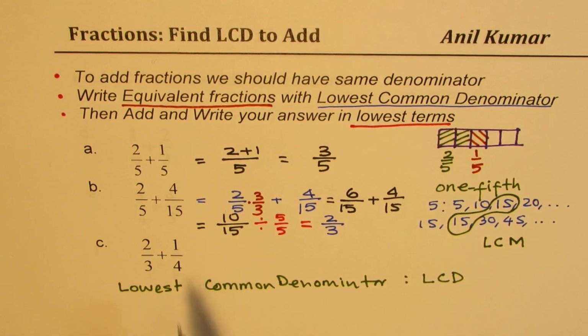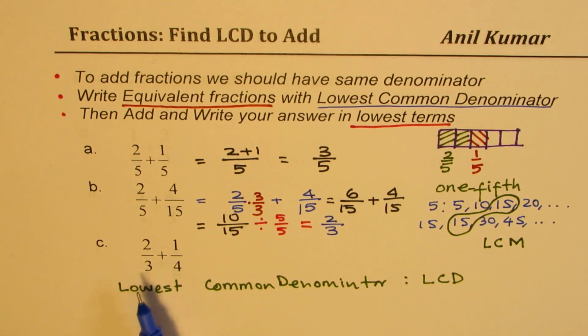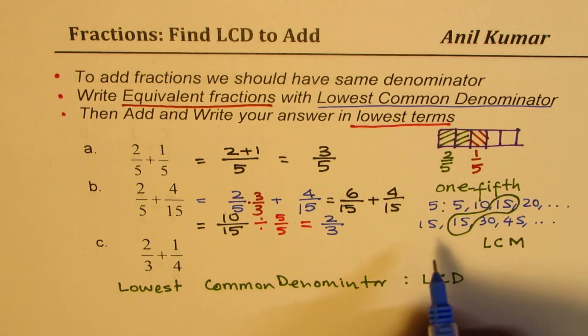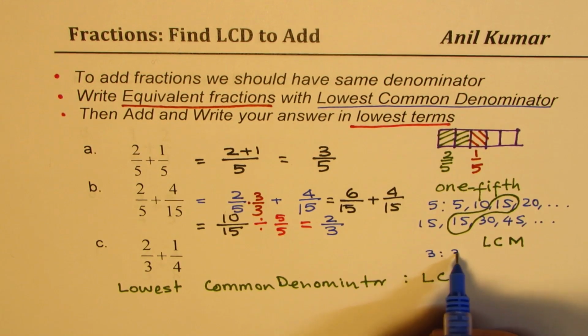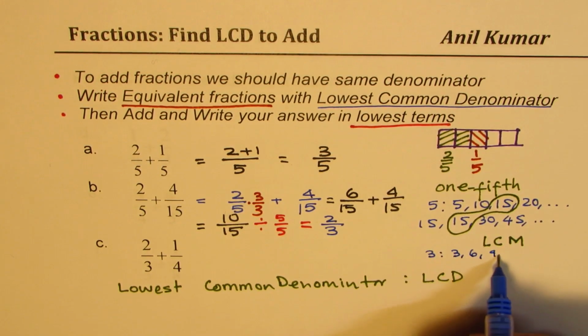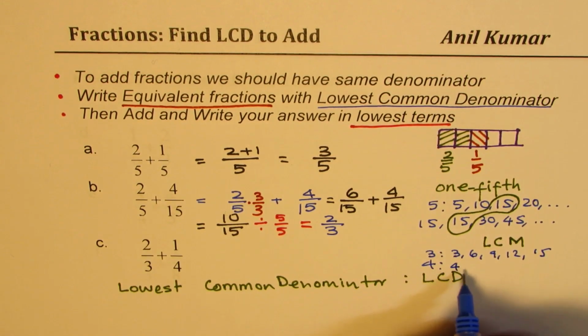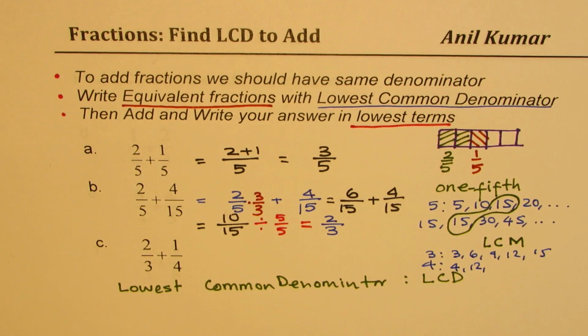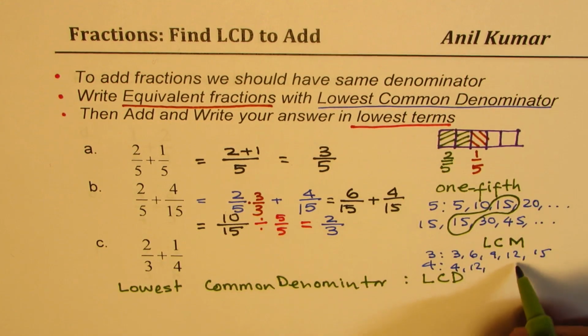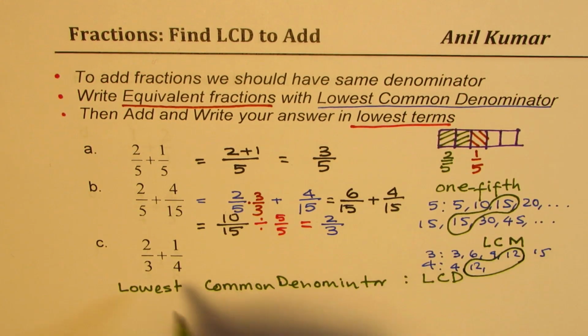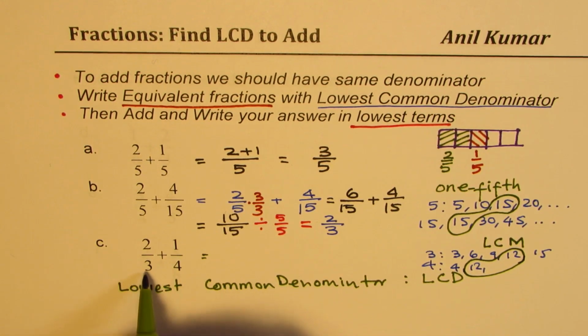Perfect. Now here is another example. Here in the denominator we have 3 and 4. Now what is the lowest common denominator? Well, if you look at the multiples of 3, it is 3, 6, 9, 12, 15. And the multiples of 4 will be 4, 8, 12, well, we got 12 as a common multiple. Do you see that? So we could write both as something over 12.